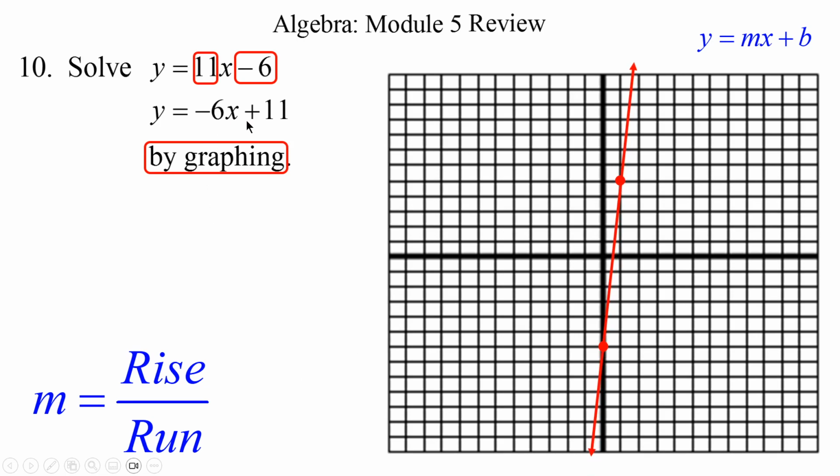Now the next line has a y-intercept of 11. So let's count those carefully. 1, 2, 3, 4, 5, 6, 7, 8, 9, 10, 11. And now my slope is negative 6, so I have to drop 6: 1, 2, 3, 4, 5, 6, and run 1. And I am right there. Draw your line through those 2 points right there. And the coordinates of that point would be the answer to this system. And what's that x coordinate? Is that a positive 1? And y is 1, 2, 3, 4, 5.